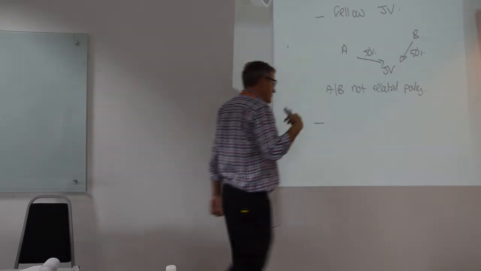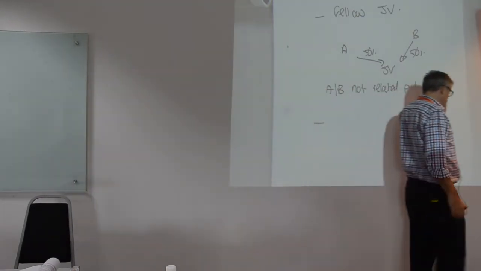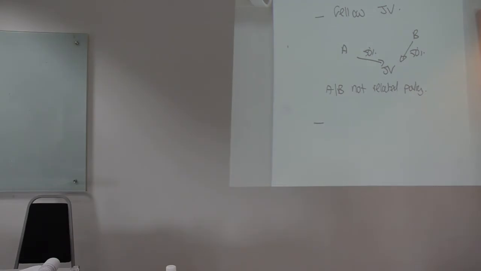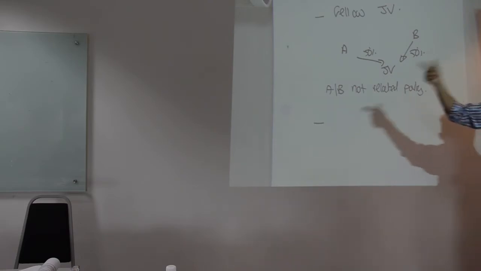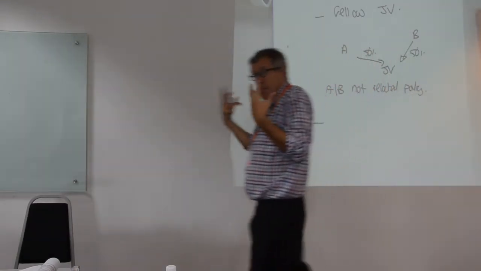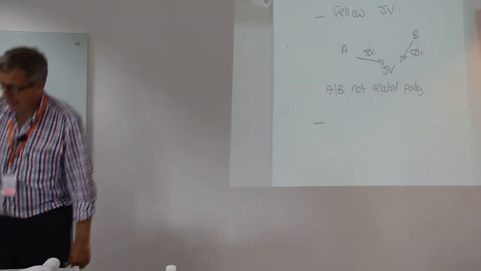A third one where you are not related is if you have a common director. So if I'm a director of company A and I'm also a director of company B, that does not automatically mean to say that A and B are related parties. They might be for other reasons.